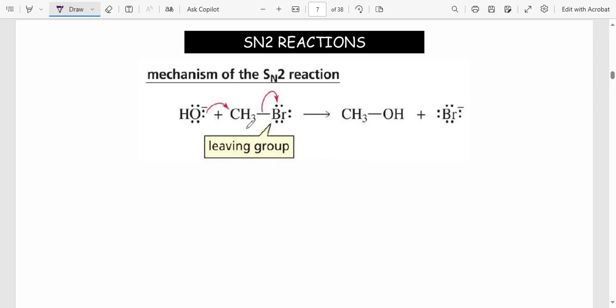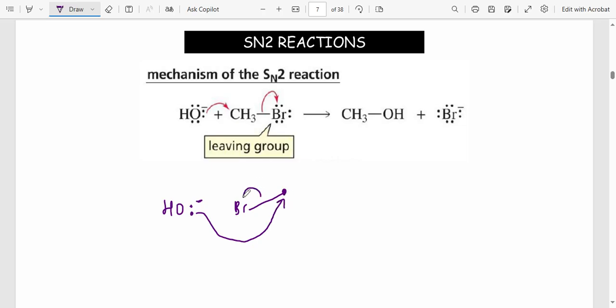So let's say, for example, we have got this question. We want to write a mechanism. I can also write this like this. We have got a bromine. It's attached to only one carbon. I can write it like this. There is a carbon here. It's the same. And then I have got hydroxide, which is the nucleophile. I'll just write a lone pair because it's the one that I'm going to be using to attack.